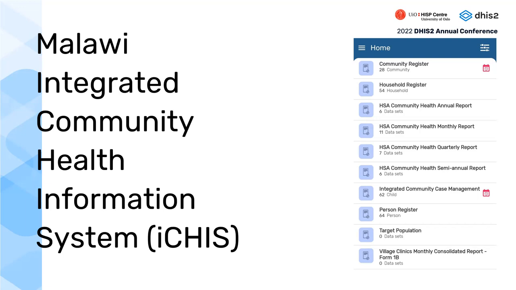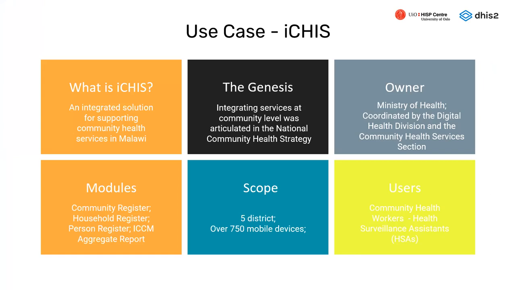All right, so what we have as the Integrated Community Health Information System for Malawi is an approach to having an integrated solution that supports all the work at community level. So over the years, there have been varied implementations to support the frontline workers. So now the ministry, as part of its community strategic plan, wants to have a unified system where you'd have the community health worker using a single device to support all the services that they provide.